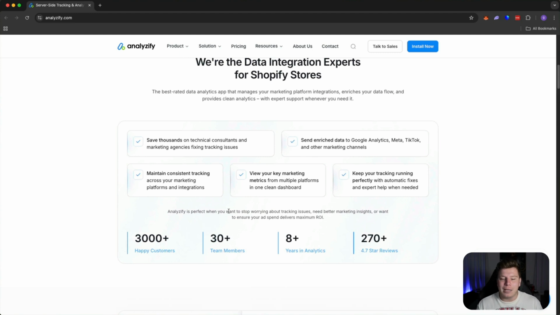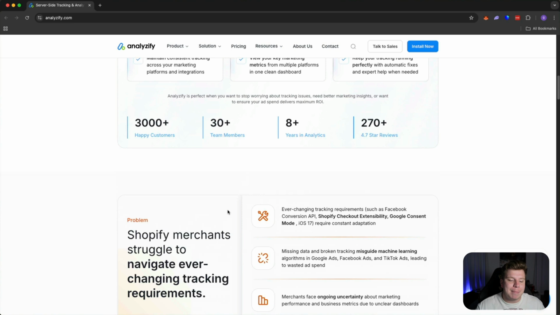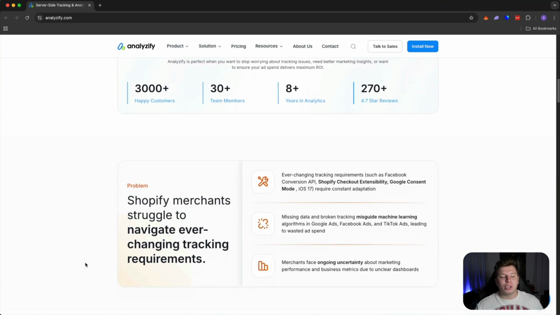You can keep your tracking numbers running perfectly. You can view your key marketing metrics, and Shopify merchants are struggling to navigate the ever-changing tracking requirements. So what they've done is they've built this platform to help you, okay? Why do you need help? Because there are ever-changing requirements. Shopify checkout extensibility, Google consent mode, okay? It all requires constant adaptation.